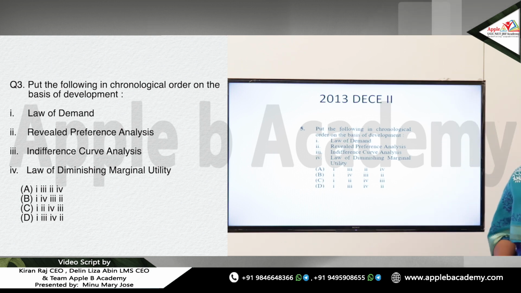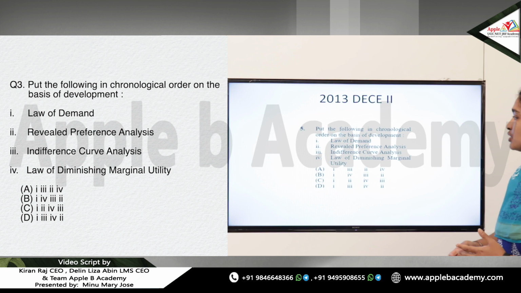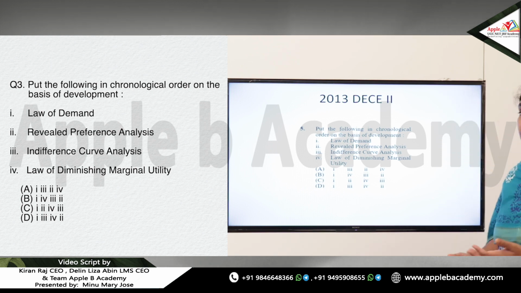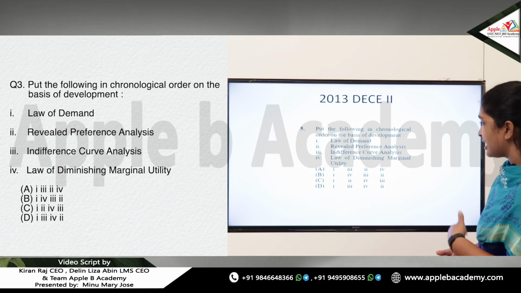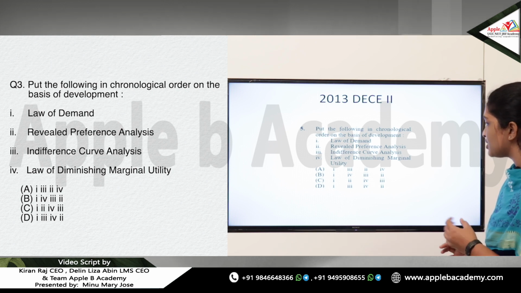Now the 2013 December paper 2. Again, this is a chronological question: to chronologically order the consumer demand theories. The first one is the law of demand. The second one is the law of revealed preference analysis. The third one is indifference curve analysis. The fourth one is the law of diminishing marginal utility.